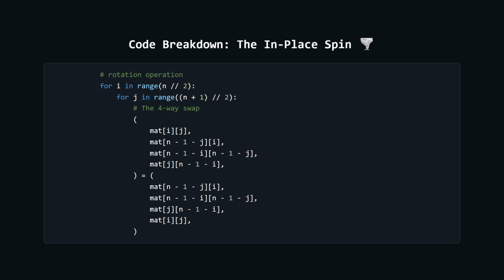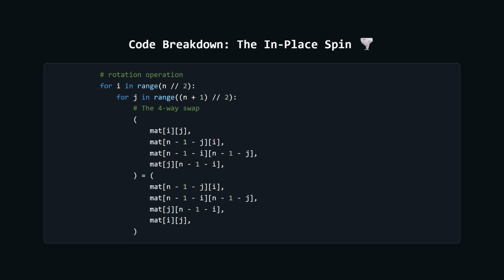Now for the tricky part, the actual rotation. Imagine the grid is made of concentric rings, like an onion. The outer loops use i and j to walk through these rings. For every spot we look at, we grab 4 coordinates: the top left, the bottom left, the bottom right, and the top right.